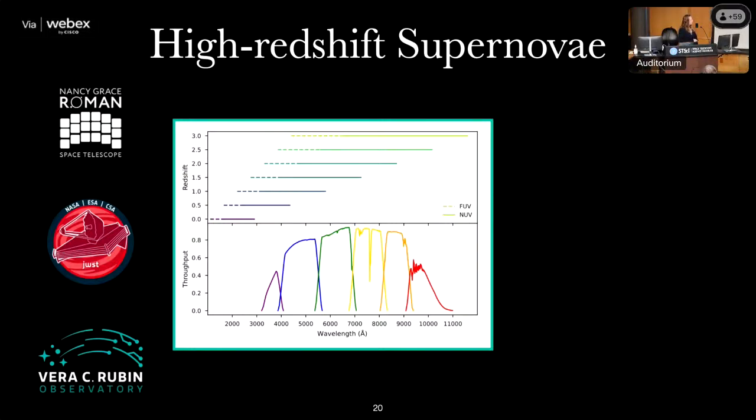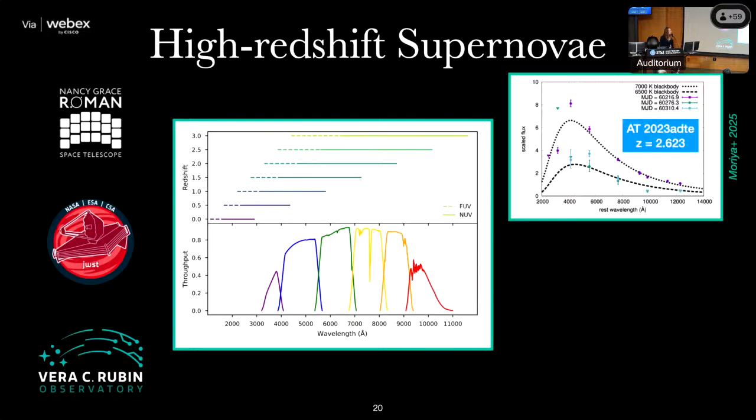So here I'm showing you far UV and near UV wavelengths that then are getting shifted into the optical. These are the Rubin wavelengths. And then for Roman and JWST, you can imagine taking these out to even higher and higher redshifts. Here is an example from the JADES survey where we're already seeing UV SEDs, or SEDs that are moving into the UV.